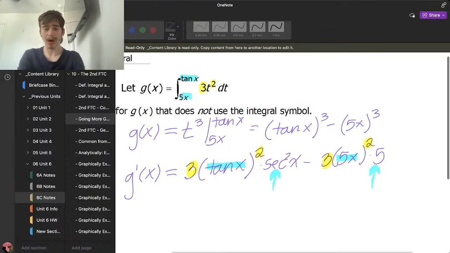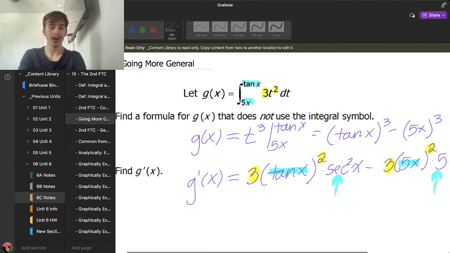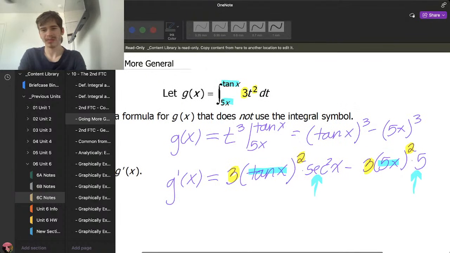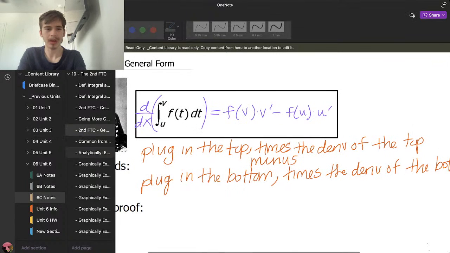You plug in your top and bottom bounds. That's how you get your g of x. If you want to find g prime of x, keep 3t squared the same, plug in the top, times the derivative. You have to do your chain rule here, sort of, minus plug in your 5x times its derivative. Here it is in written form.